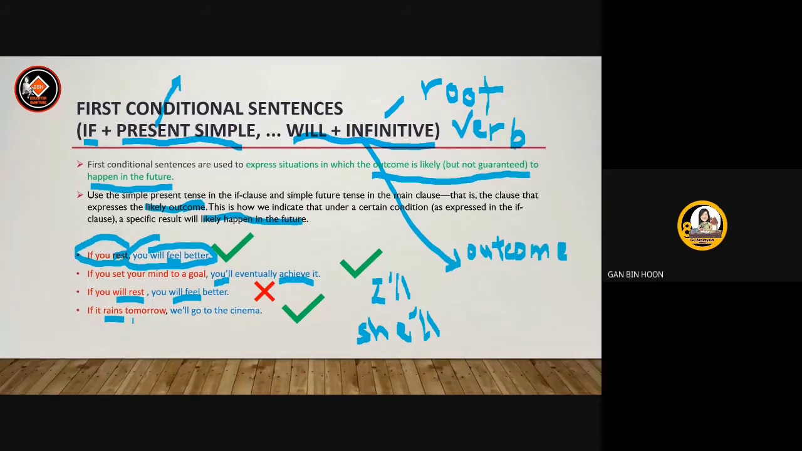Yang kedua, if it rains tomorrow, we will go to the cinema. Is it correct? Kalau hujan, kami akan pergi ke cinema. So, kemungkinan berlaku because you cannot go other place, right? You cannot go to the park, you cannot go to the... Yes. Okay, so let's look at the examples.